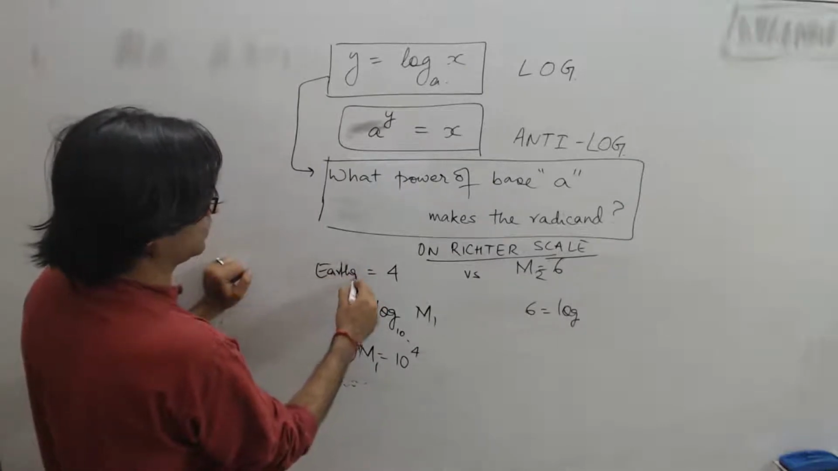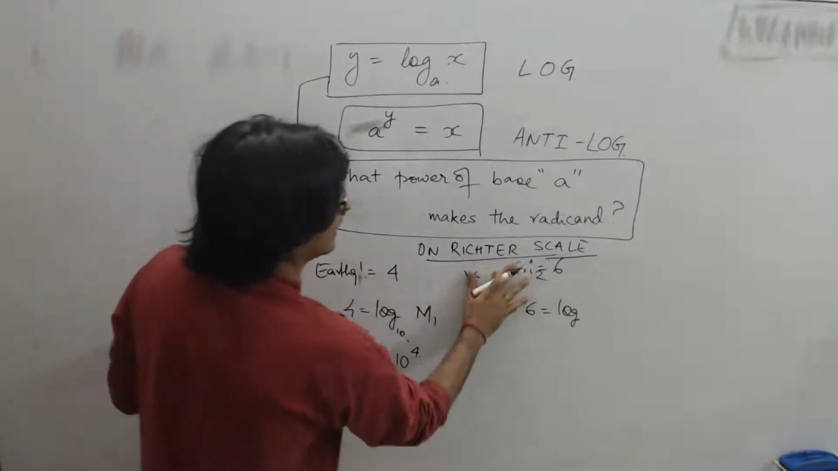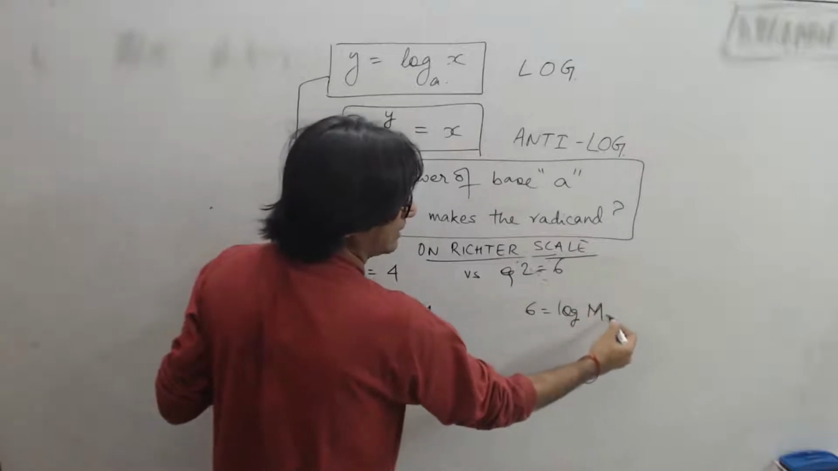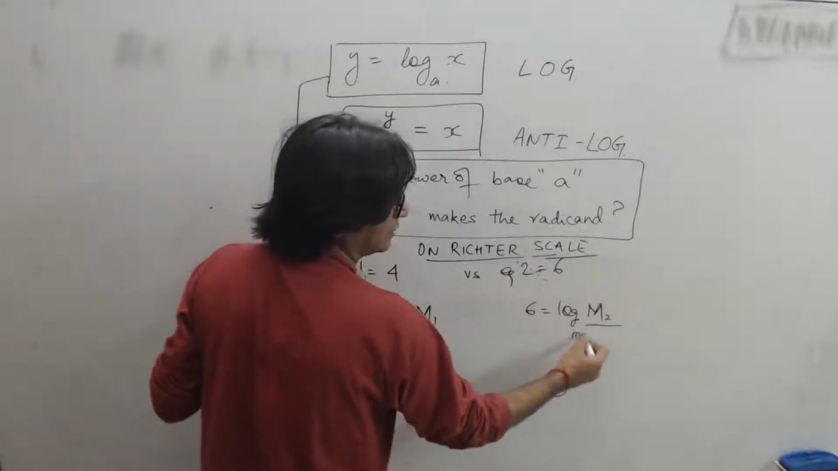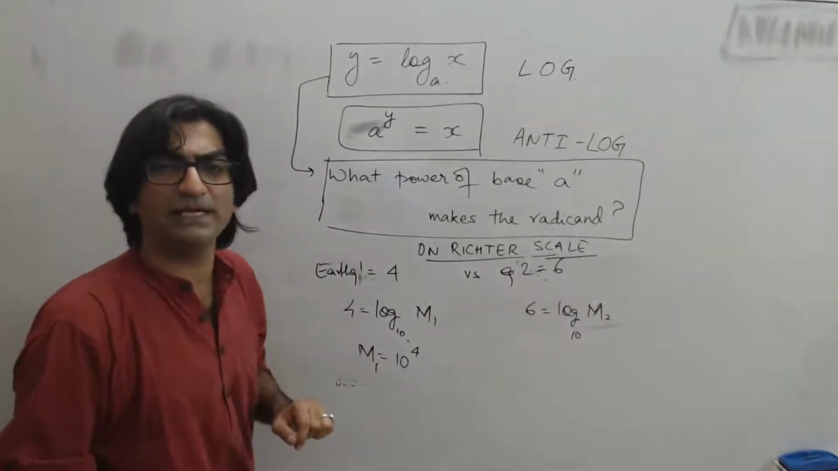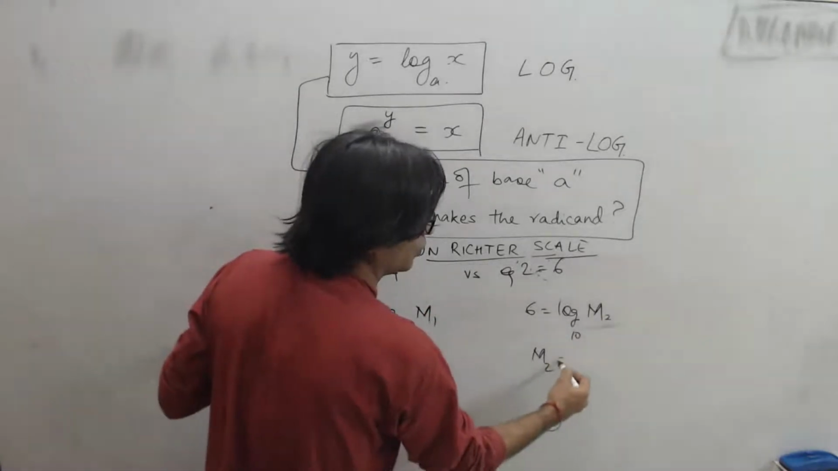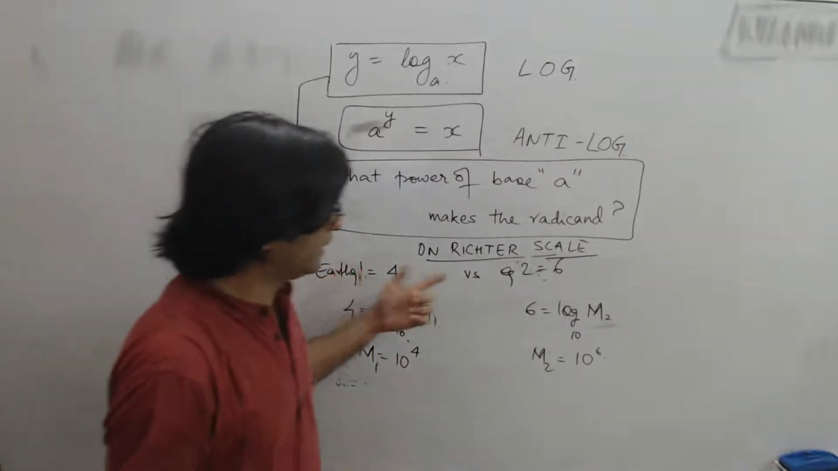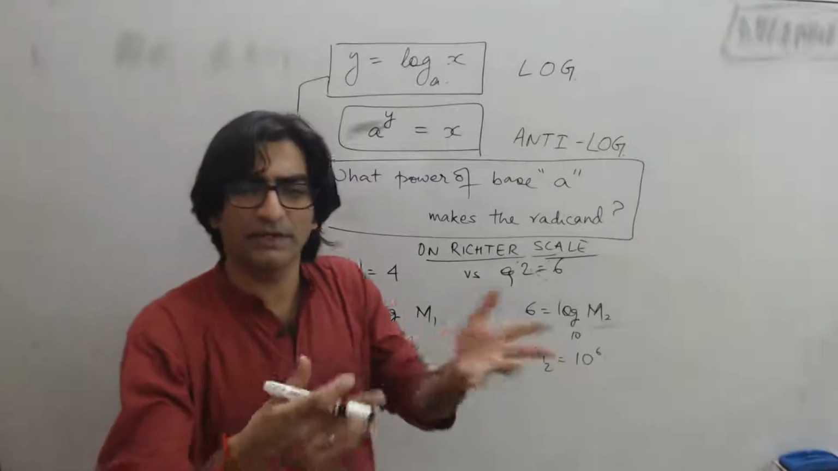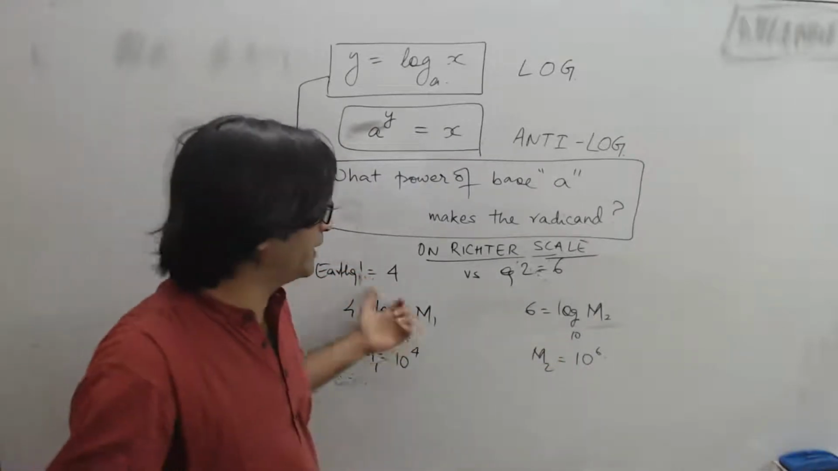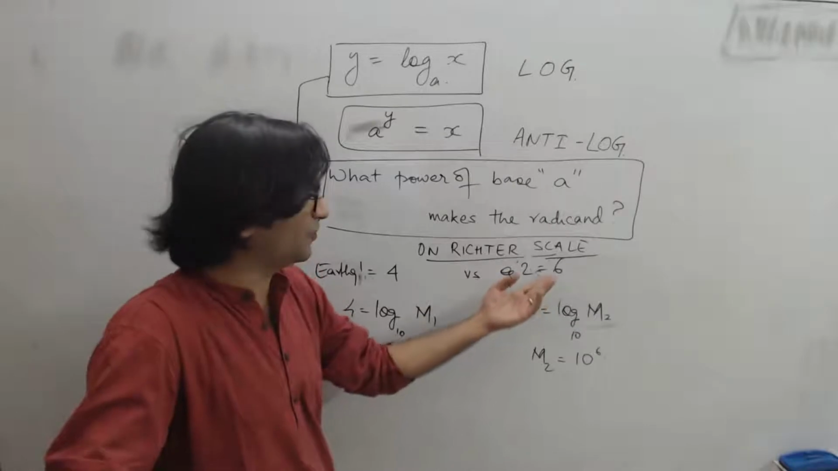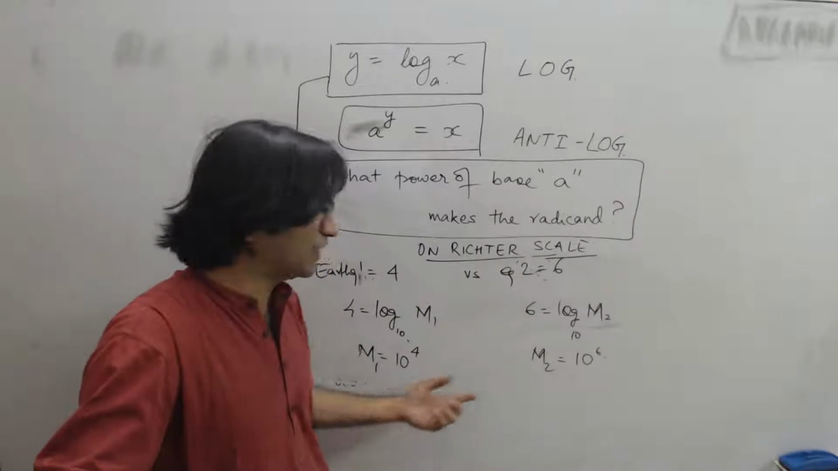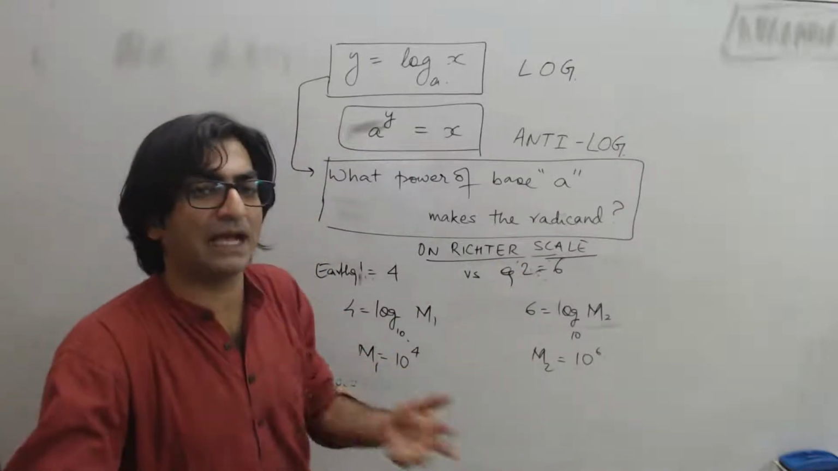This is earthquake 1 and this is earthquake 2. If 6 is the magnitude as measured on the Richter scale, this should also equal the logarithm in base 10, so what is m2? 10 raised to the power 6. While the Richter scale seems to say 4.5 to 6, it doesn't seem too severe. How much of a difference is 6 as compared to 4? Not much.